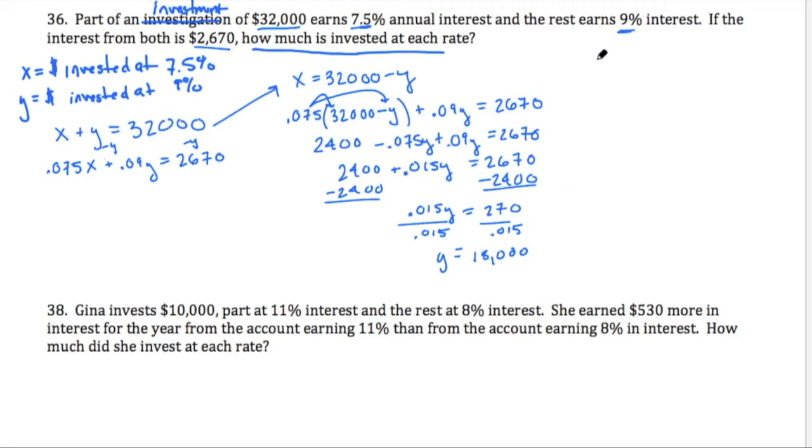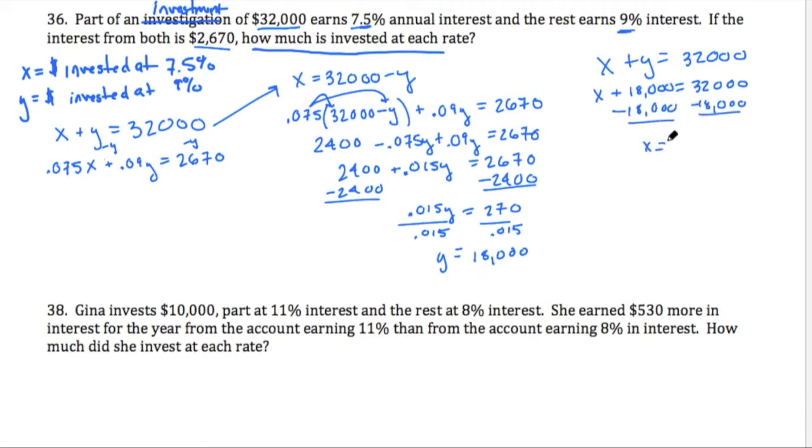So we know that x plus y is equal to 32,000. So x plus 18,000 is 32,000. And we'll subtract 18,000 from both sides.